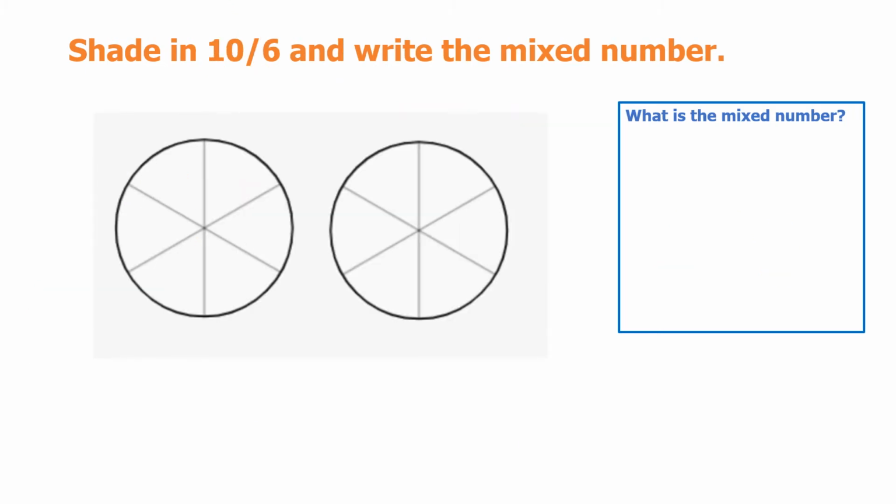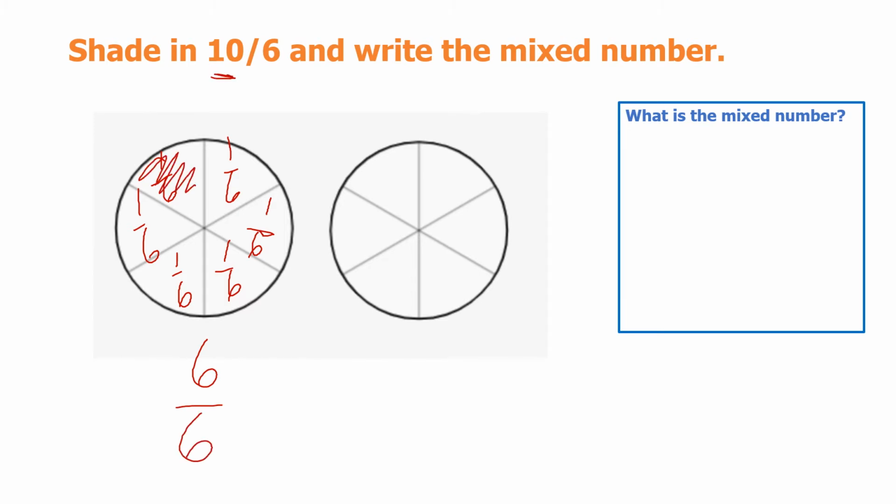Let's look at this one. It says to shade in 10/6 and write the mixed number. So I've got the 1/6, 2/6, 3/6, 4/6, 5/6, 6/6. So this makes 6/6, and I need to do 10 of them.